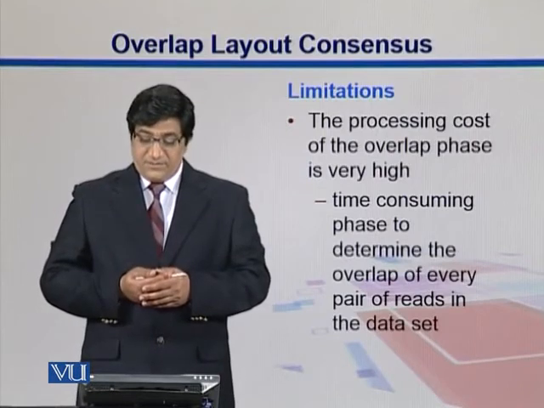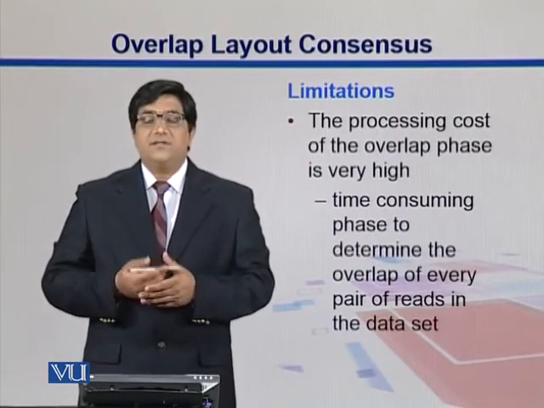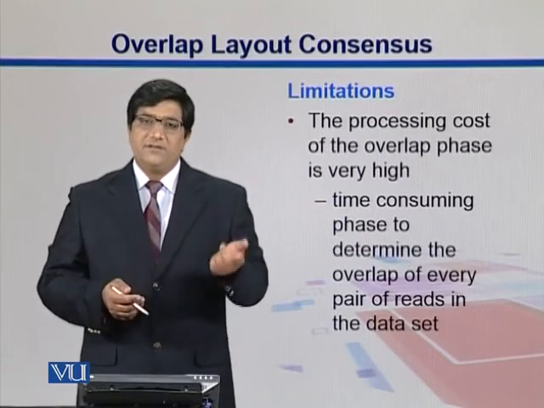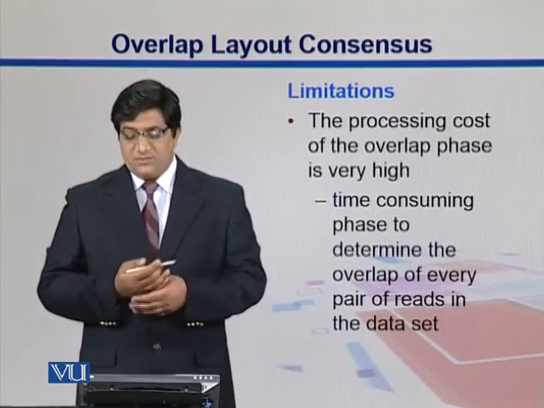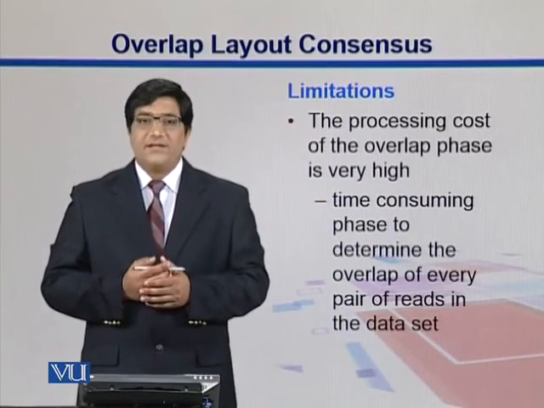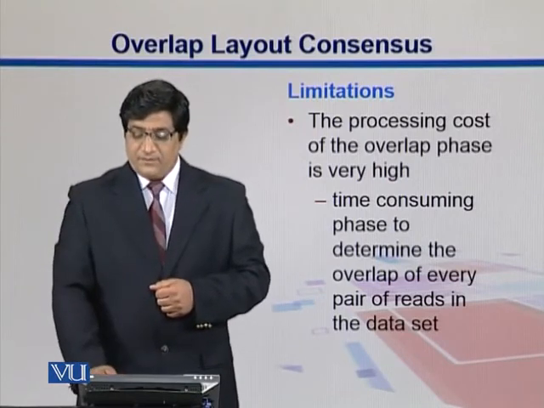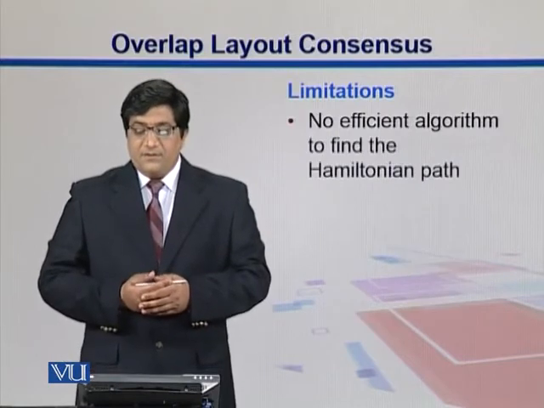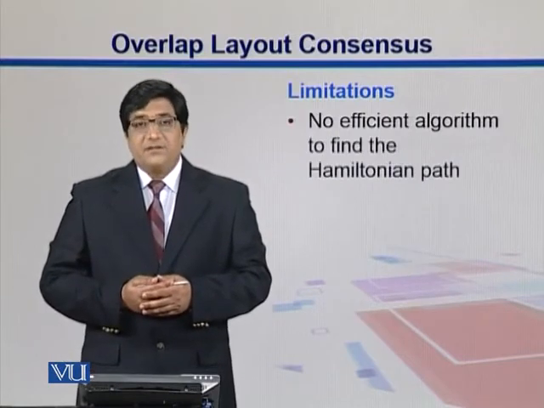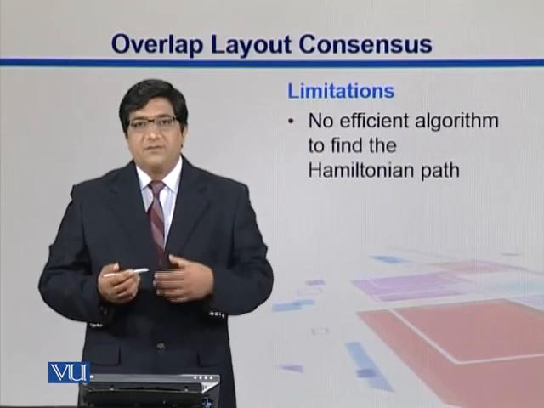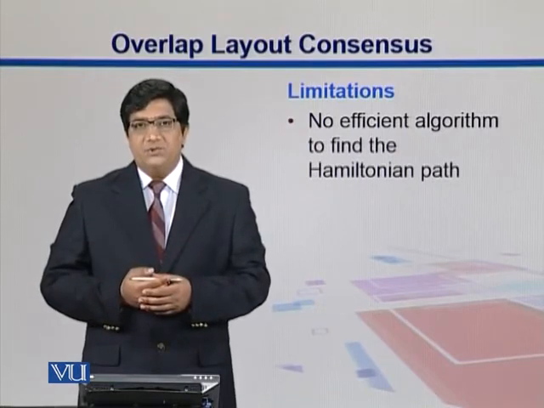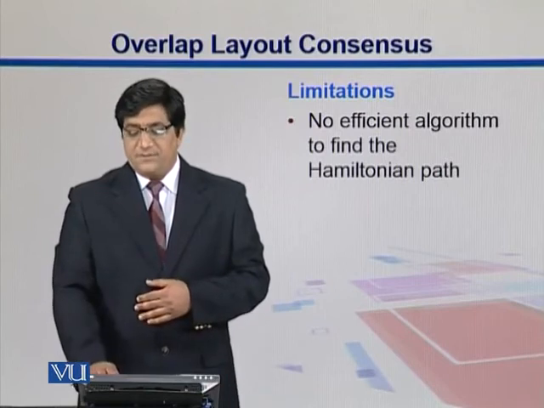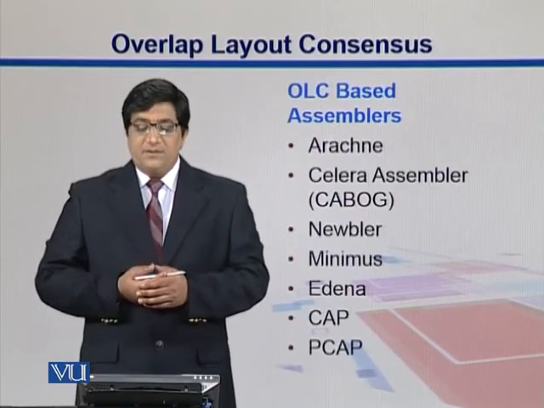Limitations: the processing cost. Obviously, in order to do these overlaps, you need to compare each read with every other read, so it takes too much computation. In the same way, it takes too much time to do all those pairwise comparisons. Another limitation is that, in order to find the Hamiltonian path, the different algorithms which are used are not that efficient. So there is another issue with that.